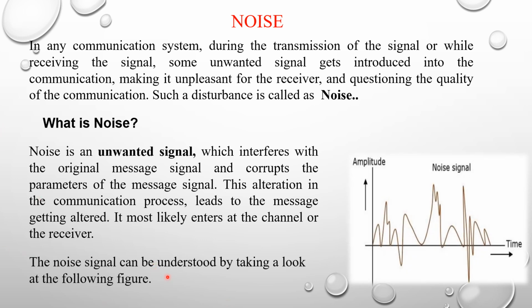The noise signal can be understood by taking a look at the following figure. So this is the amplitude of the signal and this is the time of the signal. So this is the noise signal. The noise signal is random in its nature. So this is an irregular signal. Its amplitude characteristic is random in nature. It varies from minimum to maximum, minimum to medium, medium to minimum. So the nature is irregular.